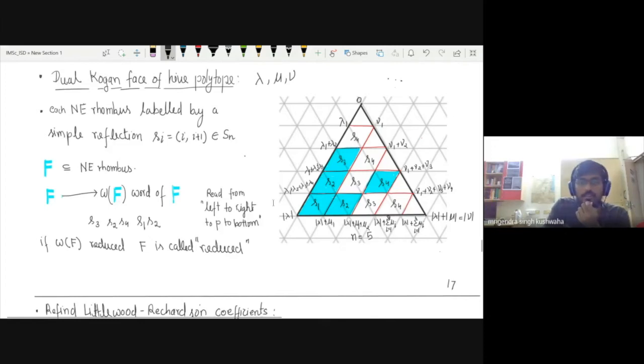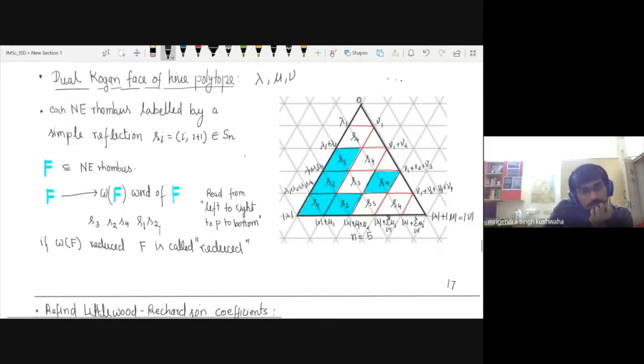And you take any subset of these northeast rhombi. Say F is the subset, F is the sky blue. So in this example, I have taken F to be the sky blue, a subset of the northeast rhombi. According to the labels, corresponding to each subset of northeast rhombi, you can associate a word, that is WF. So what is the word? You read the labels in F from left to right and top to bottom. So for example, here corresponding to this F, the word is S3, S2, S4, and S1, S2.